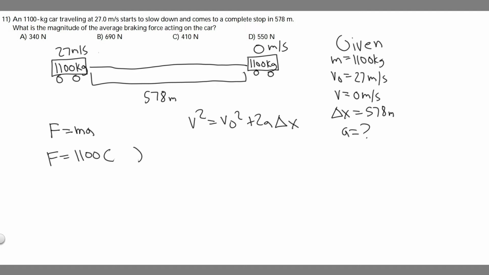So in this problem, we're going to be solving for force, and we know the formula for force is mass times acceleration. Keep in mind they give us the mass, right? They tell us it's 1100. So all we need to do is find the acceleration during this interval, and it's going to give us the force. So how do we solve for the acceleration?